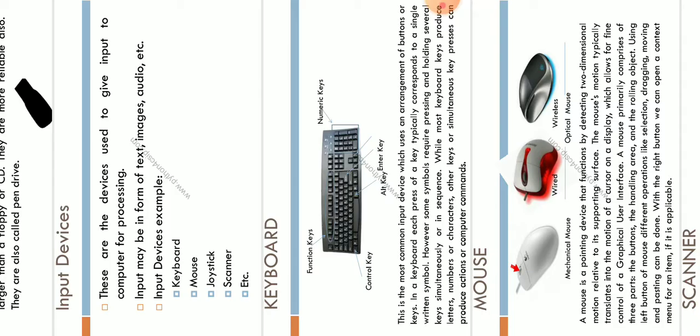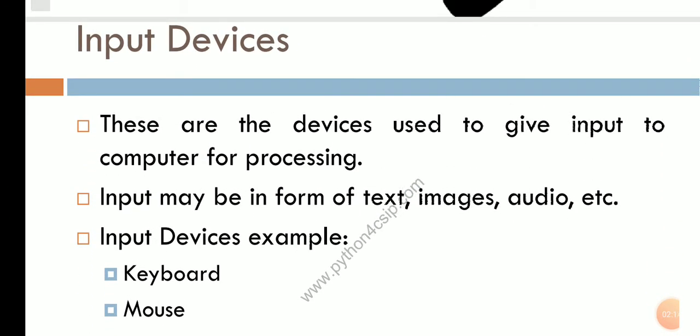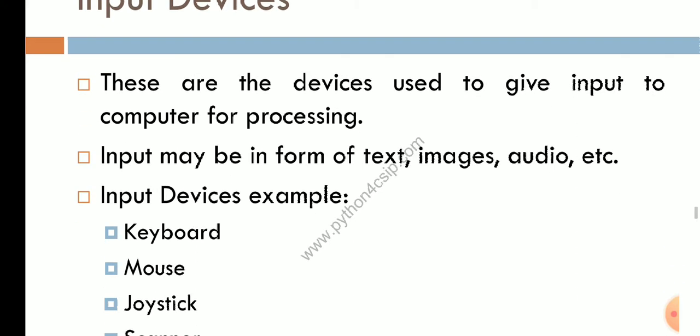First of all, input devices are the devices which are used for giving input to the computer for performing some process. A device which is used for giving input to the computer for processing is called an input device. The input may be in the form of text, image, audio, or anything; we can give it in any form.